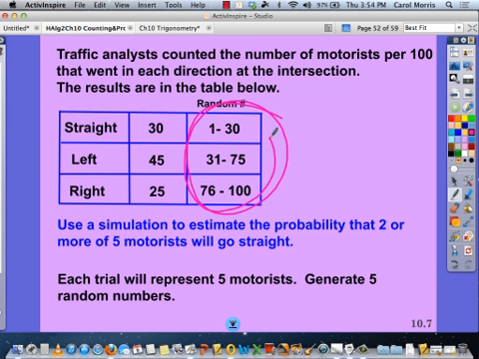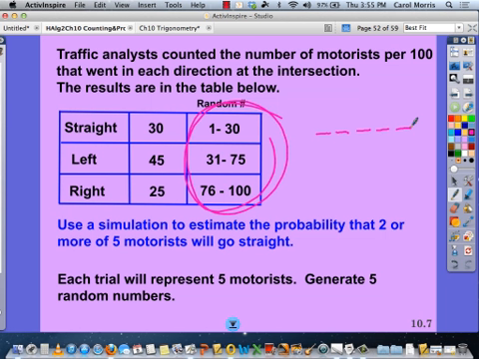So you can see that from the original 100, which was an actual experimental data set, we've now assigned random numbers to each of those, and we've done it based on the grouping of straight, left, or right. Now you are supposed to take each of those and make a trial of 5 random numbers. It says generate 5 random numbers. It's not that you pick one, you pick one, you pick one. We need to generate them with a random number generator, something that is proven and has the algorithm written in.